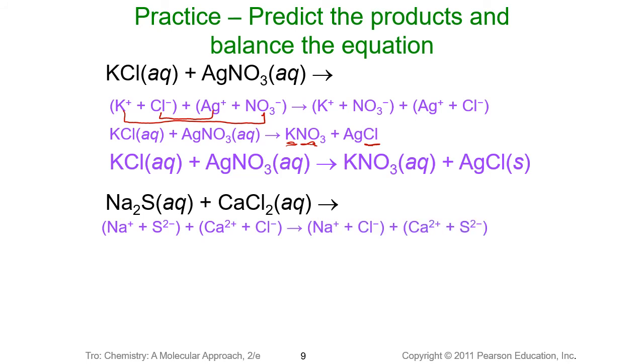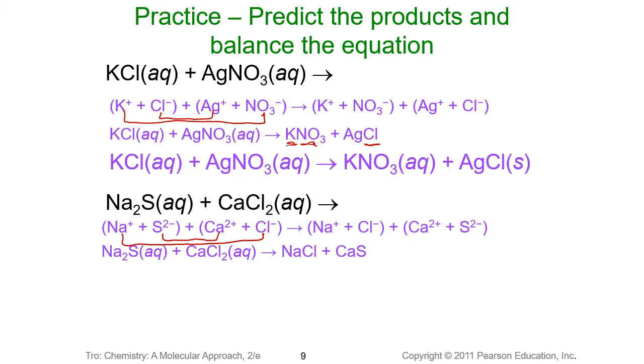If we look at sodium sulfide and calcium chloride, we're going to take the sodium, combine it with the chloride, calcium with the sulfide, and we produce +1, -1, so we get sodium chloride. Calcium's a +2, sulfide's a -2, so we get calcium sulfide, no subscripts required. To balance the reaction, we're going to need 2 of the sodium chloride.